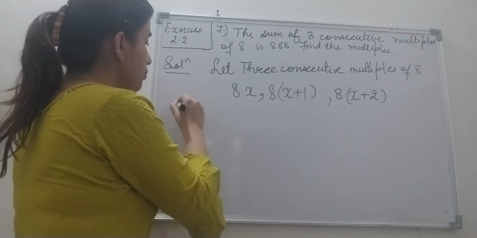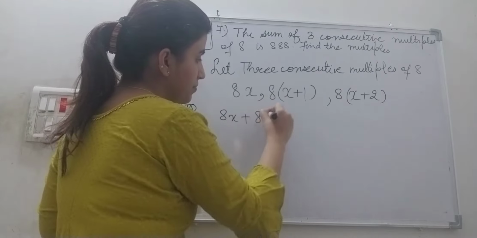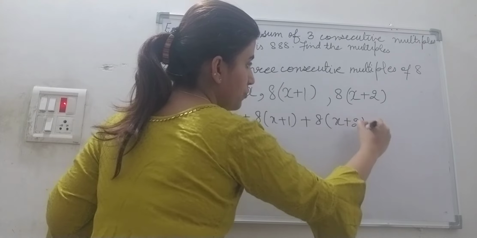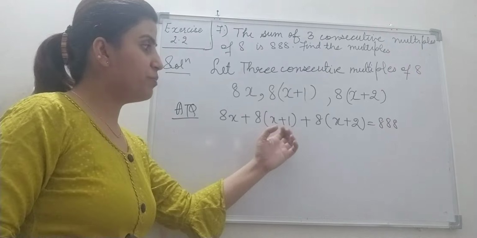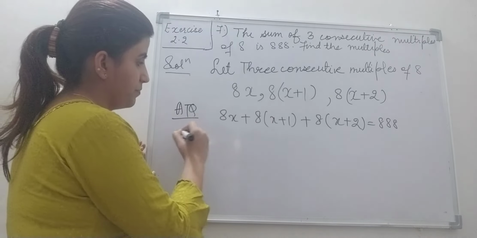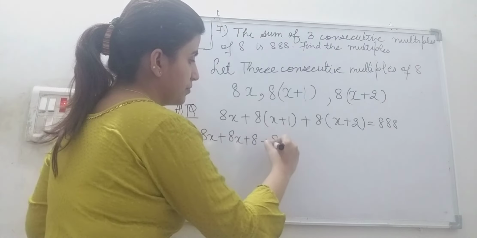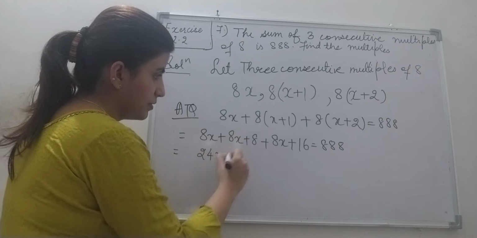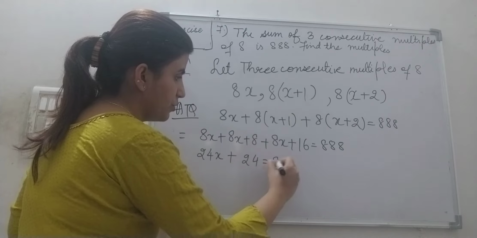Now, according to the question, if I add these numbers, they sum up to 888. The first step will be, I have seen it is a board marks rule, first we will open the brackets. Let us solve it. 8x plus 8x plus 8, plus 8x plus 16. Now 24x plus 24 equals 888.